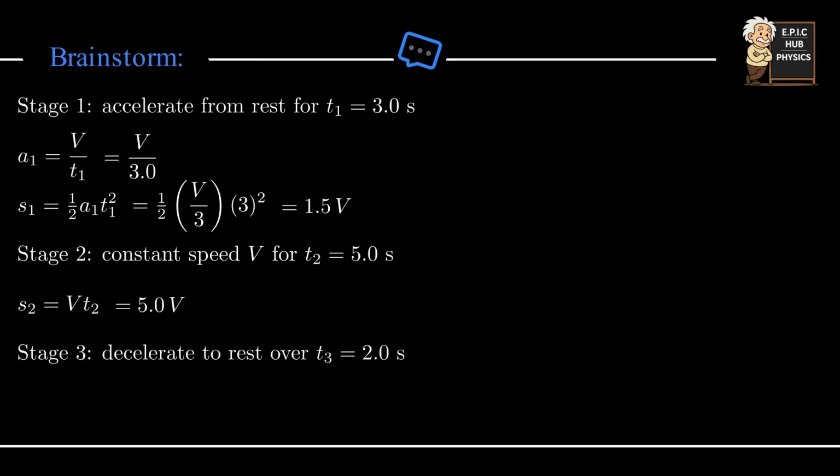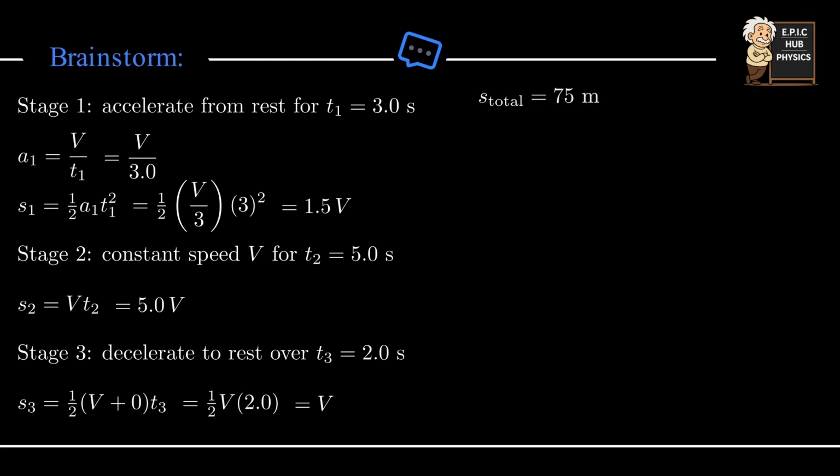Now consider stage 3, where the object decelerates uniformly from speed v to rest over 2.0 seconds. For uniformly changing velocity, the distance traveled equals the average velocity multiplied by time. The average velocity is 1/2 multiplied by v plus 0. So the distance traveled is 1/2 multiplied by v multiplied by 2.0. This simplifies to distance in stage 3 equals v.